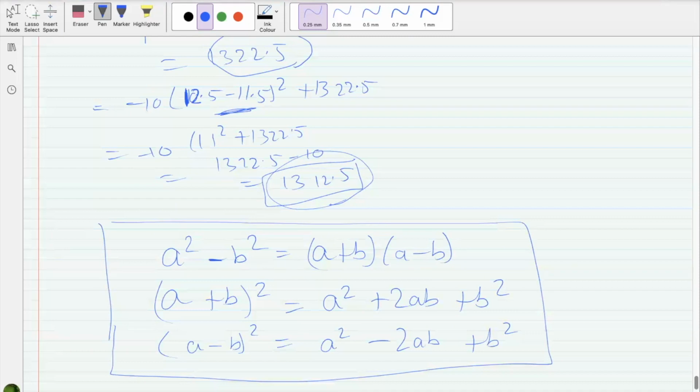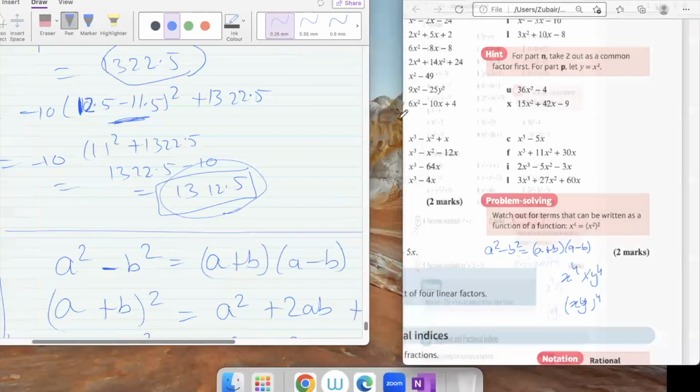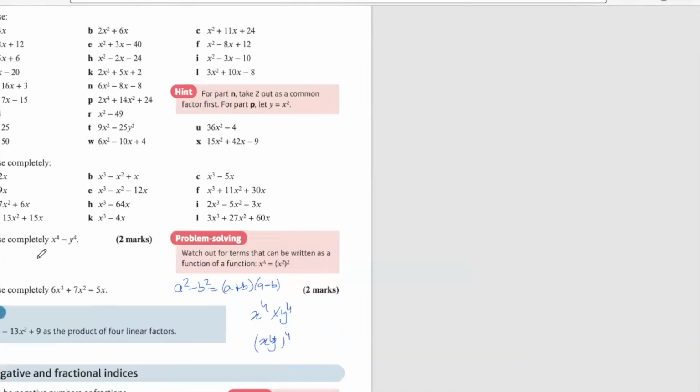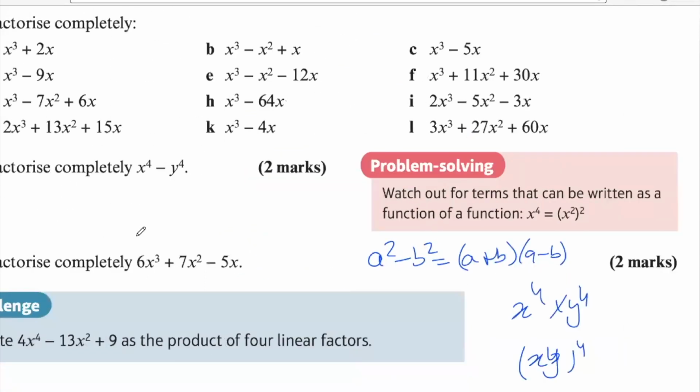So in this case, we are using the first one, a square minus b square. If I may write this equation in this way, x square squared minus y square squared. Any issues? I can see that it is a square minus b square, so I'm writing a plus b times a minus b.